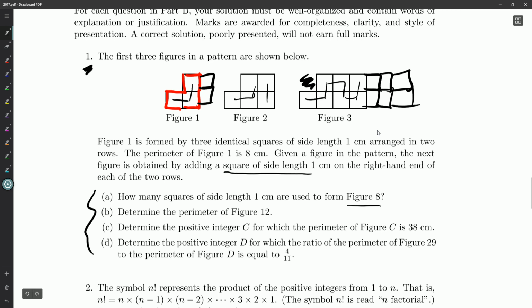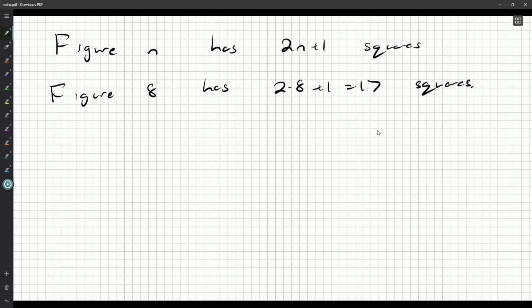So B, determine the perimeter of figure 12. Well, I don't want to write figure 12 out any more than I wanted to write figure 8 out, so let's see if we can find a pattern. They already told me that it's 8 for figure 1. Okay? So let's see what we can do.